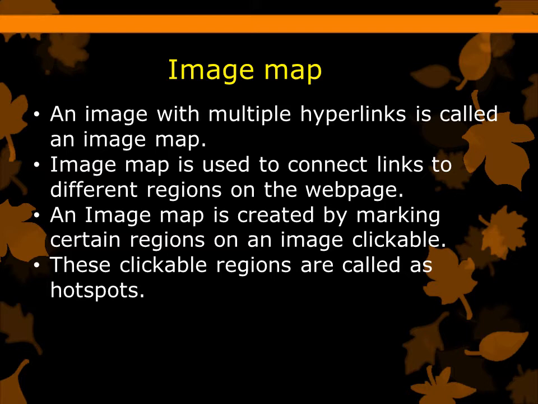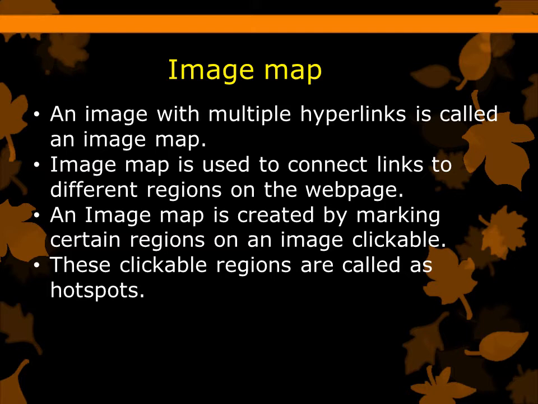Second, image map is used to connect links to different regions on the web page. With the help of image map there are different particular regions, and each region is directly connected to a particular link. So if we click on that area it will jump to that web page.